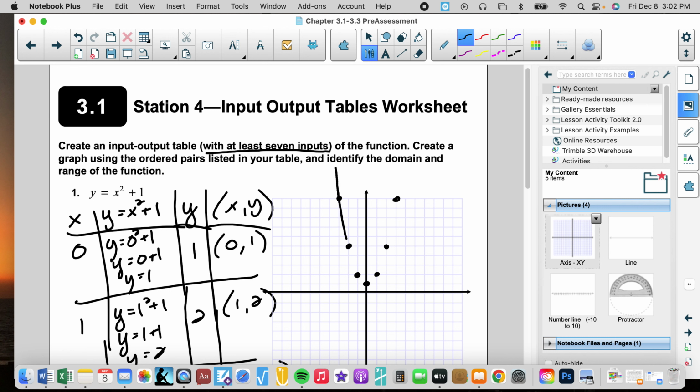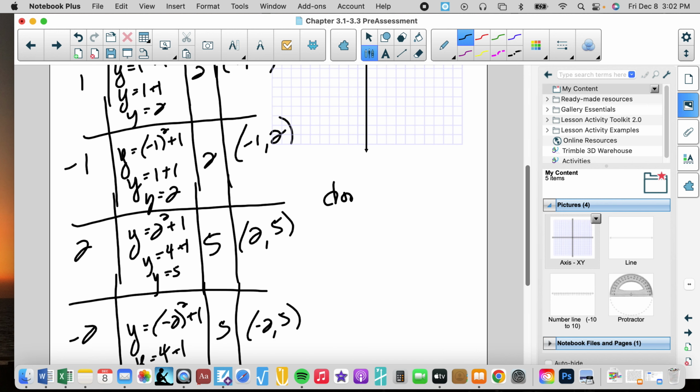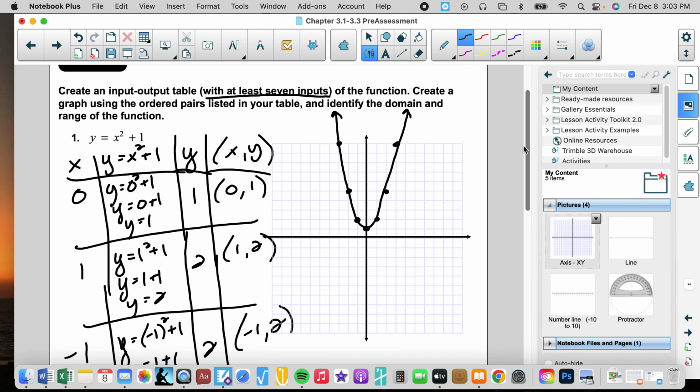And now I'm going to connect the dots and show the rest of the values. So I created the graph using the ordered pairs listed in my table. I'm going to identify the domain and range. So the domain is going to be all real numbers. I'm just going to keep entering in numbers towards positive and negative infinity, and there are no constraints to my inputs. We just keep going.